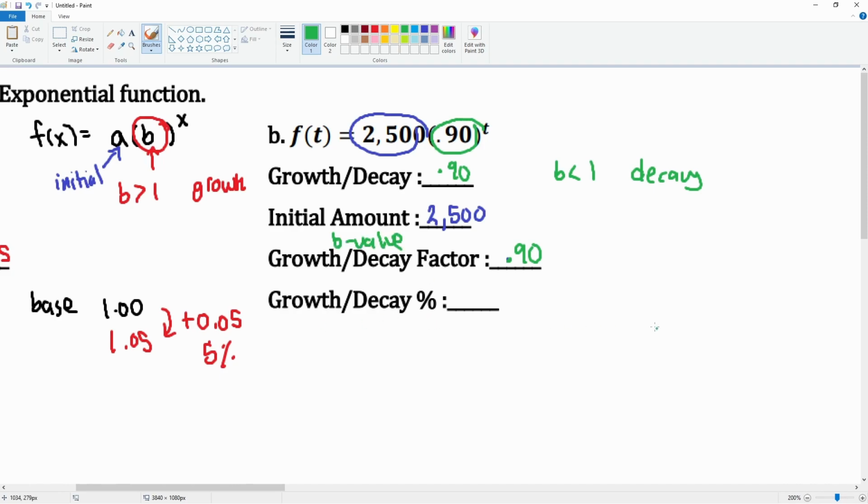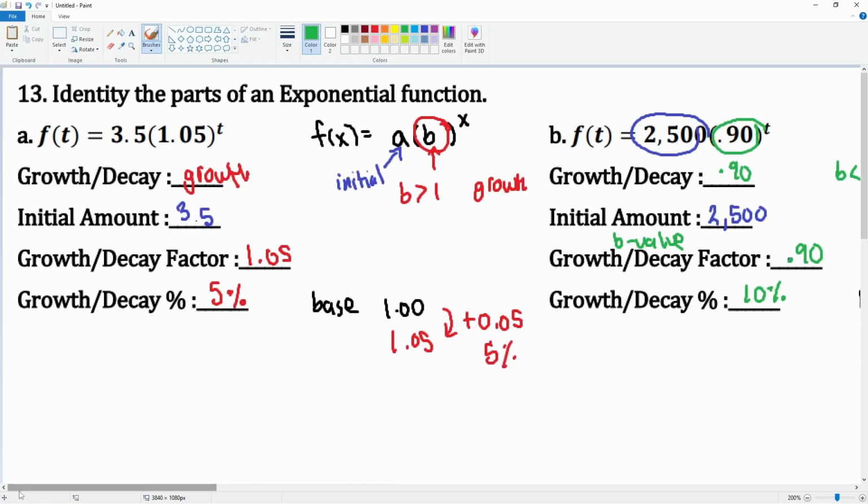It's basically the b value here. Then if we want to look for the growth or decay, we have to see how much it's changing compared to the base number of 1. So here's 1. Then we have the value of 0.90, and we see that it is changing by subtracting 0.10. Okay, in percentage form, that is 10%. So we can say it's decaying by 10%. So there you go. That is how you determine the parts of an exponential function.